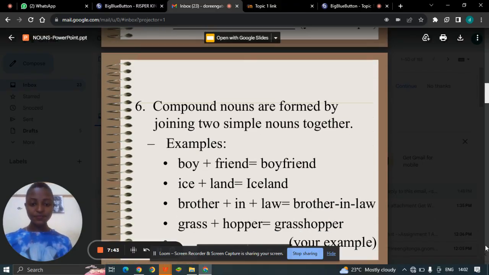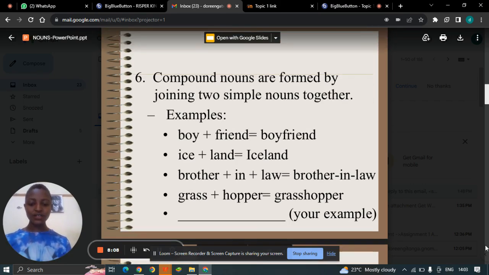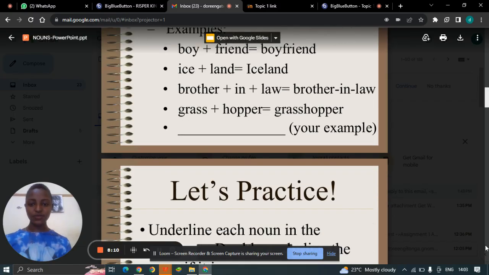So a compound noun, and compound nouns are formed by joining two simple nouns together. For example, we have a first noun, boy, then a second noun, friend. So it forms one word, like boyfriend. So we have Iceland, we have the ice and land. Brother-in-law, then you have grasshopper, you have the grass and hopper. You can give your own examples. Maybe, for example, chalkboard, you have the chalk and board, girlfriend, etc.